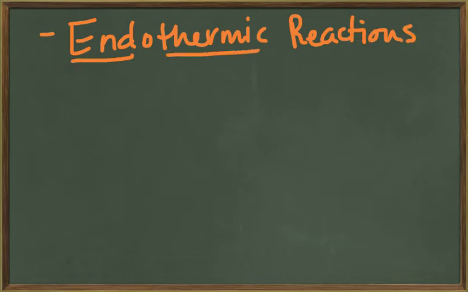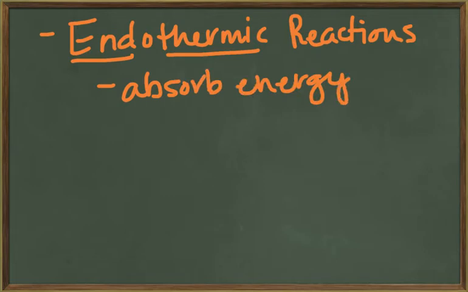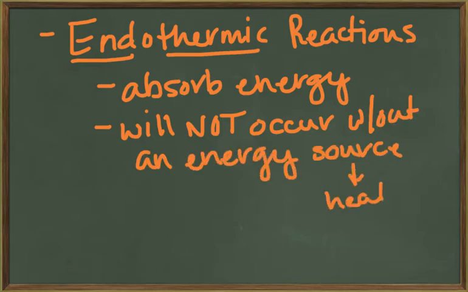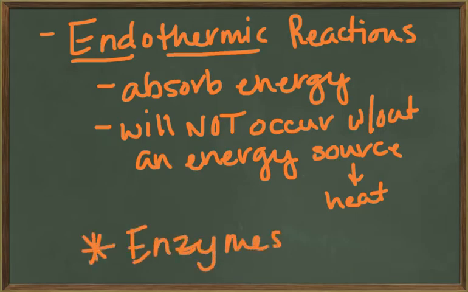Endo and thermic needs energy. So these absorb energy. They need it. They require it. They will not occur without an energy source. And a lot of times this energy source is going to be heat. I will be coming back to this one because this one is where enzymes come into play. So this one is specific to enzymes, and we'll talk about why in just a minute.